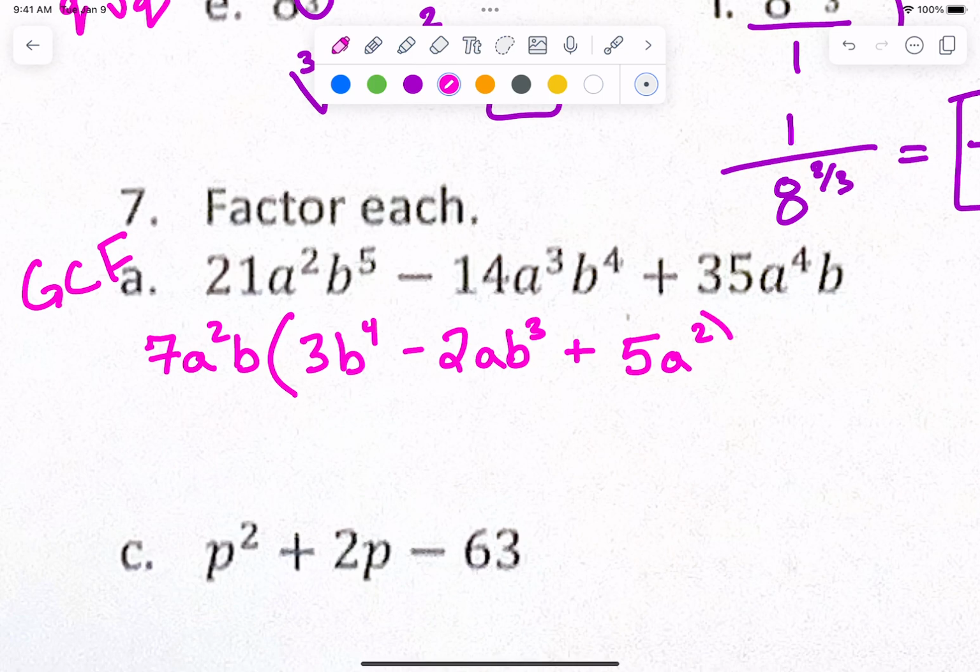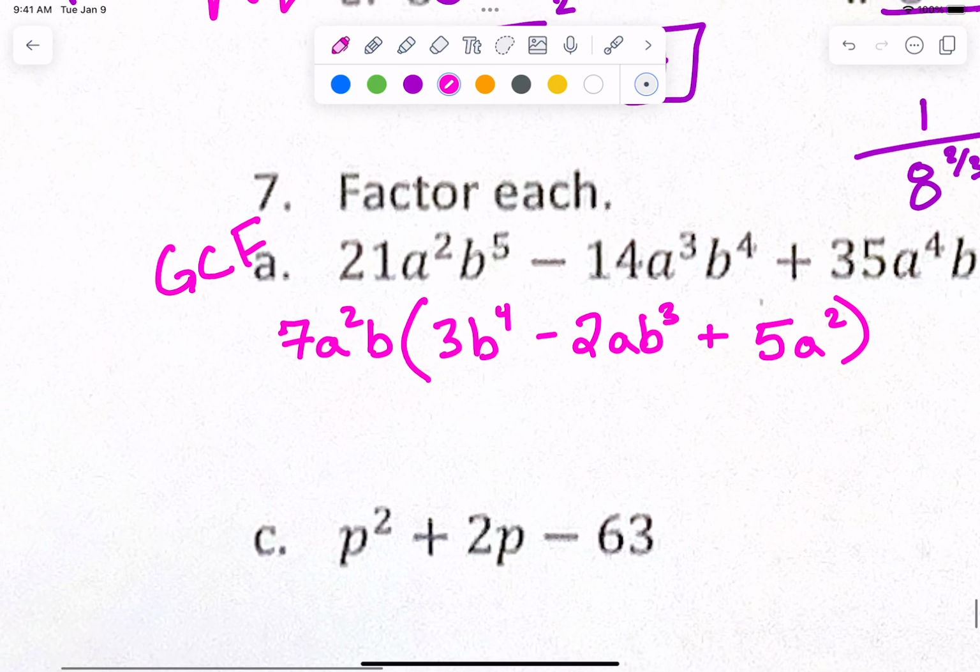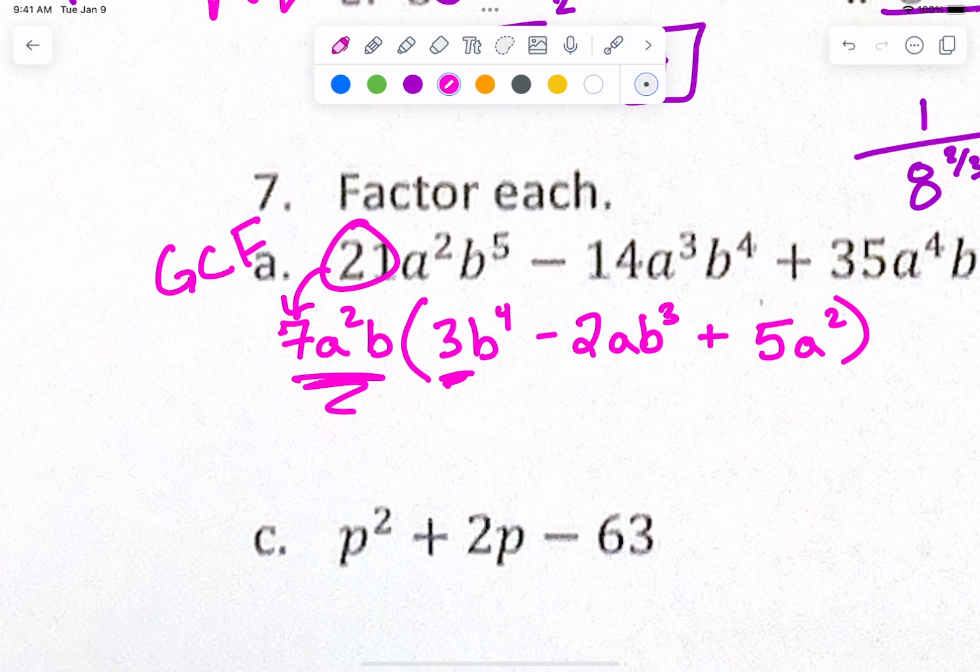Was that confusing? That's pretty good actually. Who said yeah? Mallory? Yeah? Okay, so do you get where we get 7A squared B? Yes? Okay, then all we do is just divide. So 21 divided by 7 gives us 3. Then how many B's are left over? So if I'm pulling an A squared out of an A squared, there's no A's. If I take a B out of B to the 5th, there's 4 B's left. You see how that works? And then you just keep going on and on and on.